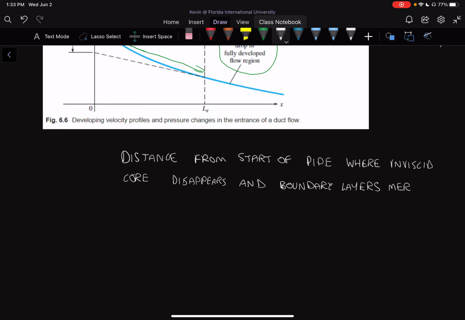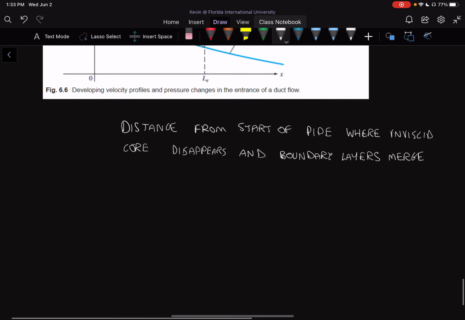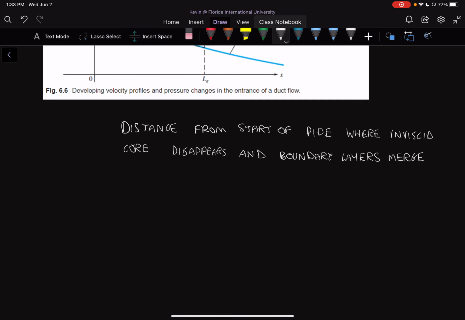So this is shown by the black dotted lines. Okay, so it's the black dashed lines essentially. It shows you how the boundary layers are merging and the inviscid core flow. Now, this distance from the start of the pipe where the inviscid core slowly disappears and the boundary layers merge can be written as length L_E, which is a function of a few different things.